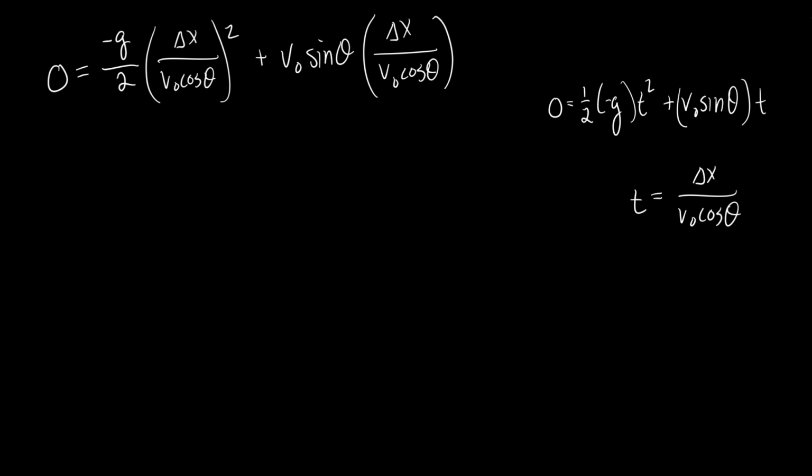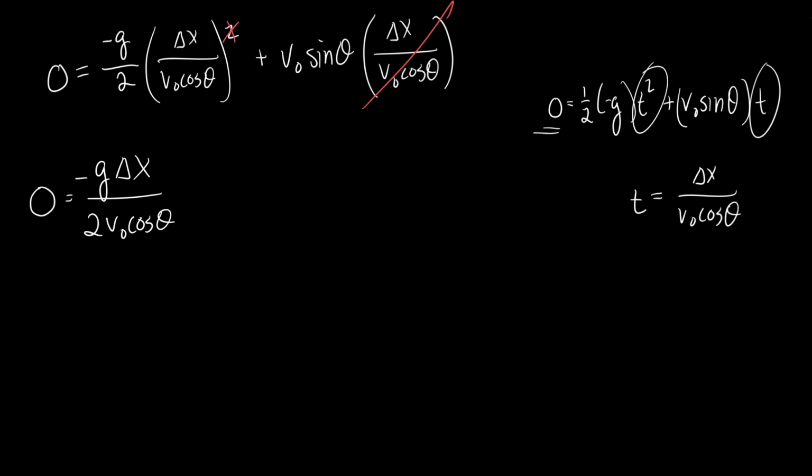Now, you could make this a lot easier on yourself. It was a t squared and a t, and there's a 0 here. We could factor out one of the t's, which would effectively cancel this term and take the 2 away and make it a 1. That would certainly make that look nicer, wouldn't it? So I will do that and get negative g delta x over 2 v naught cosine theta plus v naught sine theta.